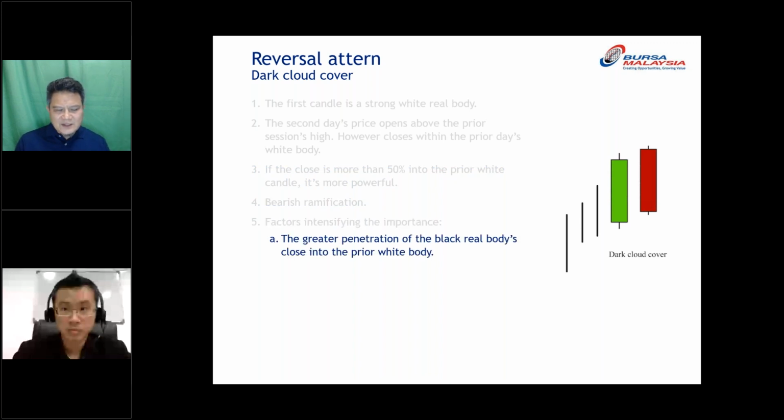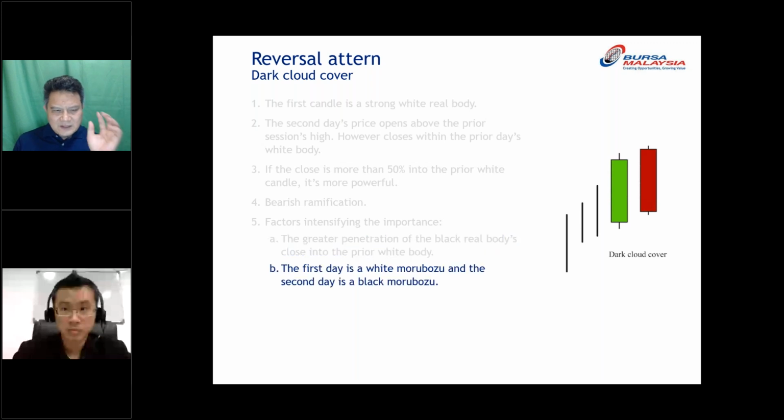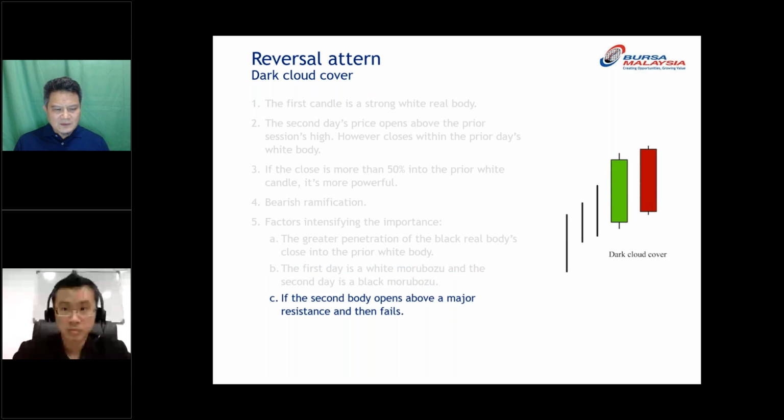And then see, the greater the penetration of the black real body into the prior white body, the stronger the signal. If the first day is a white Marubozu and the second day is a black Marubozu, it is a very strong signal. Okay, and especially when the second candle opens above a major resistance.